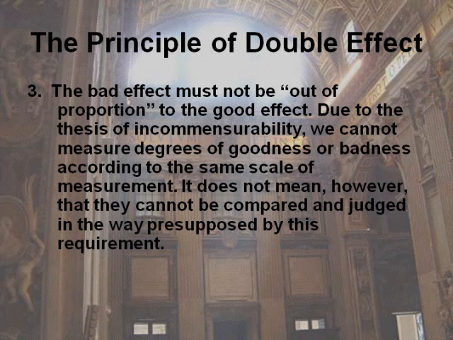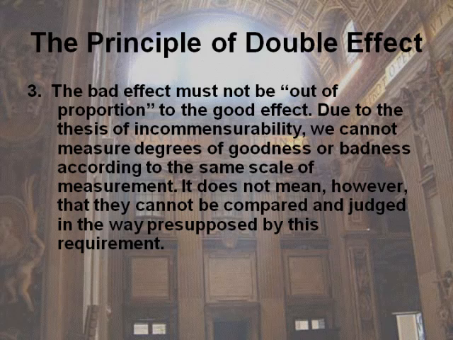The bad effect must not be out of proportion to the good effect. Now, there's something very important that we need to understand here. Because of the thesis of incommensurability, as discussed in our last session, we cannot measure the degrees of goodness or badness according to the same scale of measurement. That is, I don't have a way of comparing, say, plus or minus quantities of life to plus or minus quantities of knowledge. They just don't work, like comparing apples and oranges. Now, it doesn't mean that we can't develop some type of rational comparison and judge how things come out. I just can't develop a way in which I'm using some type of commensurable status or process to do so.